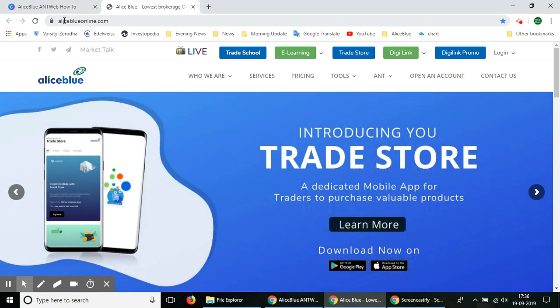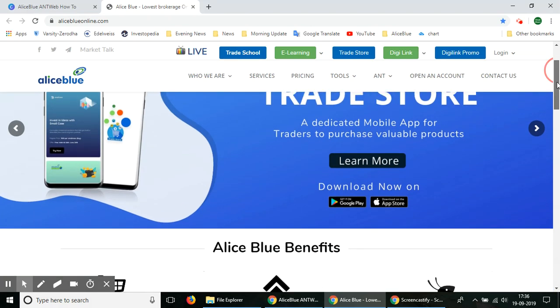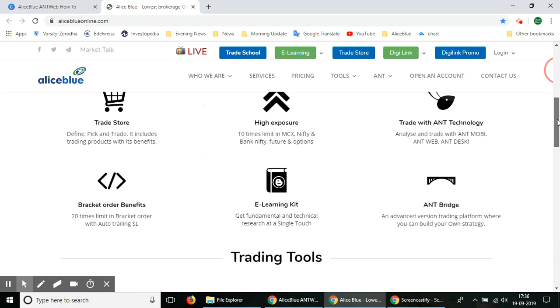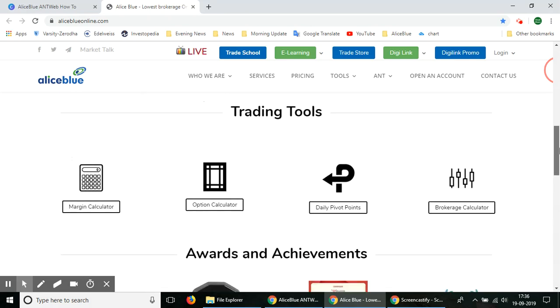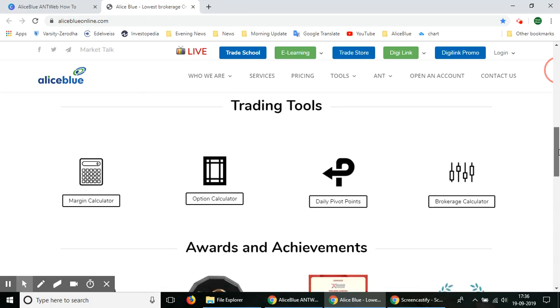So that is aliceblueonline.com. So once you are here in this website, in order to check the brokerage calculator so that you can trade successfully, you can just come to this website and just scroll down. As you scroll down, you'll see many of the features of the company and some of the trading tools. So here you can see in the trading tools section, as you scroll down, you'll have margin calculator, option calculator, daily pivot points, and lastly, we have the brokerage calculator.